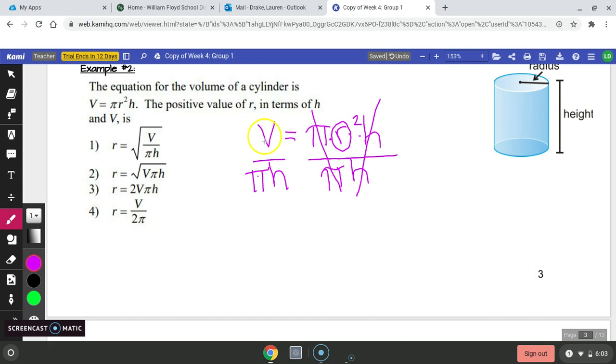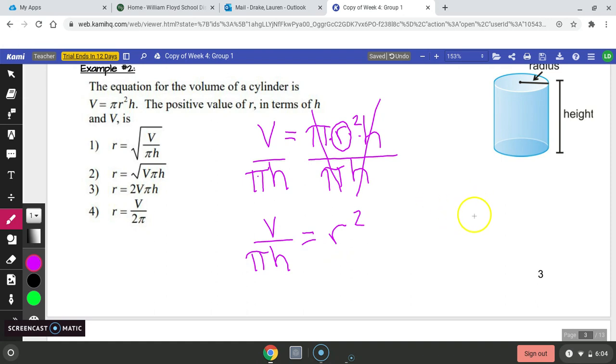Can I do v divided by pi h? No, they're not numbers. So I'm just going to leave it as v over pi h equals, and then what's left on this side that I haven't used yet? The r and the squared. Okay. The r is not by itself just yet because I still have this square sign. So I need to think of what the opposite of a square is, and that's a square root. So the opposite of a square is a square root.